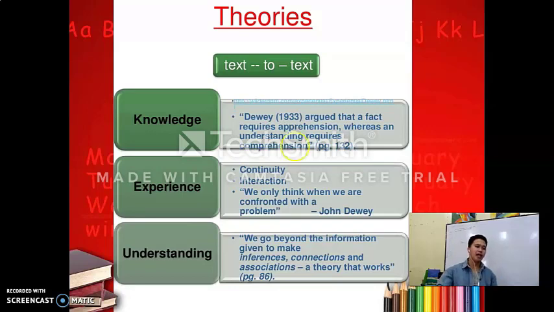And into experience, when we require experience, learning from the experience, of course there is continuity and interaction. So we only think when we are confronted with a problem. John Dewey said we are confronted with problems when there is experience. So when there is experience, learning is a process. When you learn something, it does not stop there. It does not stop from a specific learning and then end all. So learning is continuous. You don't stop learning.